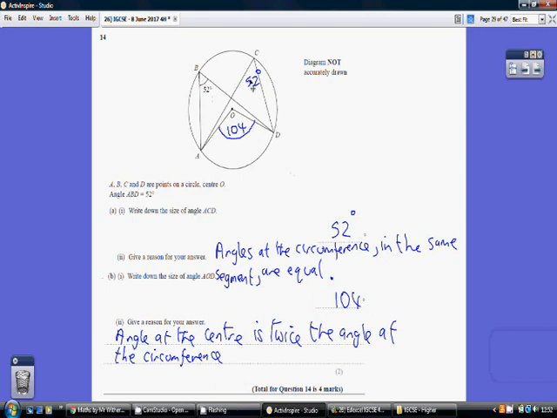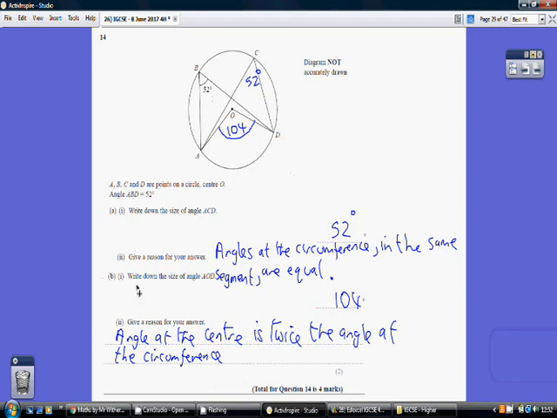So the answer is 52 degrees, and for the reason: angles at the circumference in the same segment are equal, or angles at the circumference are equal in the same segment. You must include the fact that they have to be in the same segment.